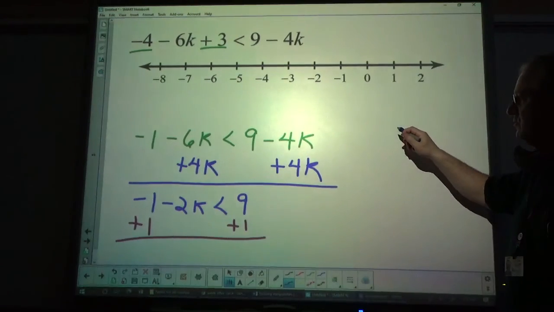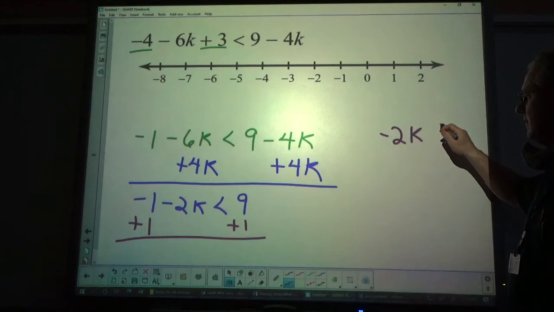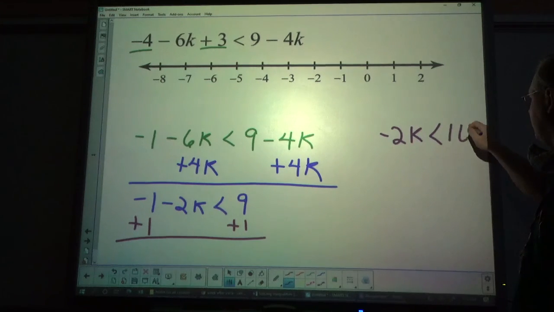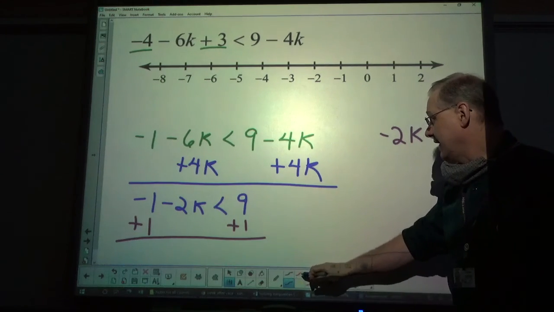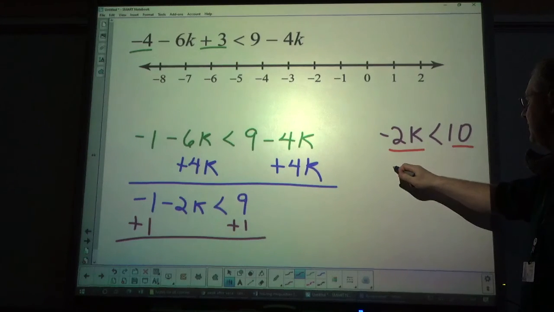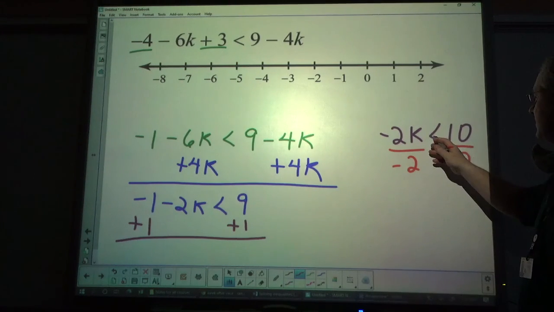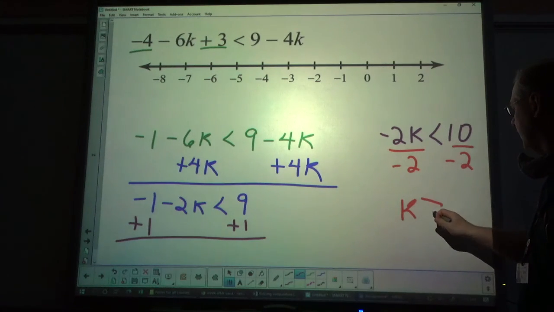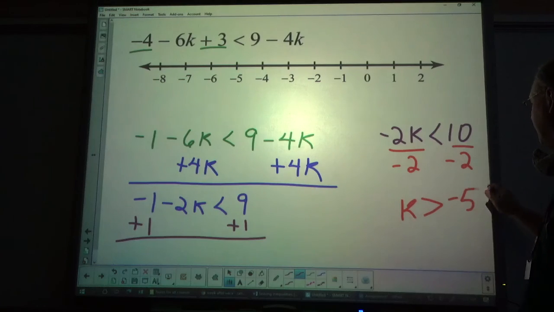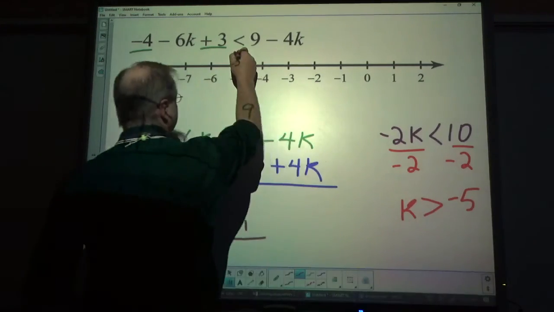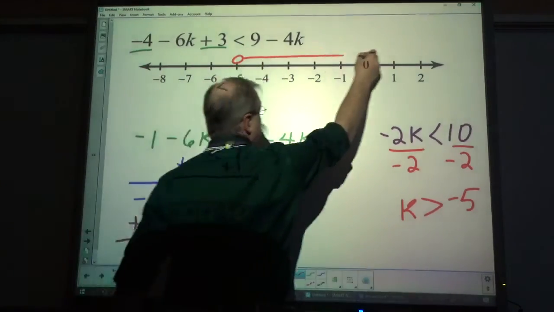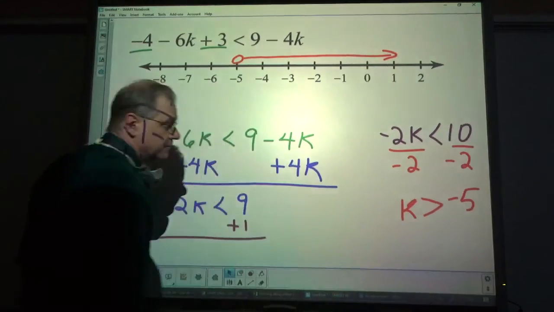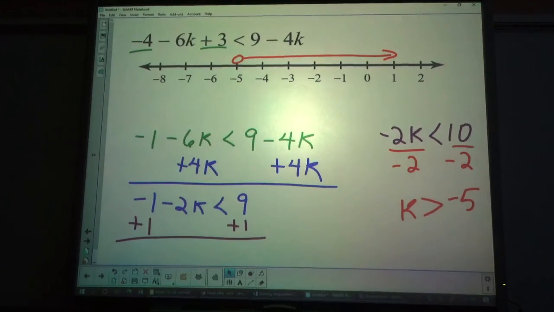That gets me to -2k is less than 10. And then I have to divide both sides by a -2. That changes the direction of the inequality. K is greater than -5. So open circle over -5, arrow to the right. And there you have it. That is solving and graphing on a number line inequalities.